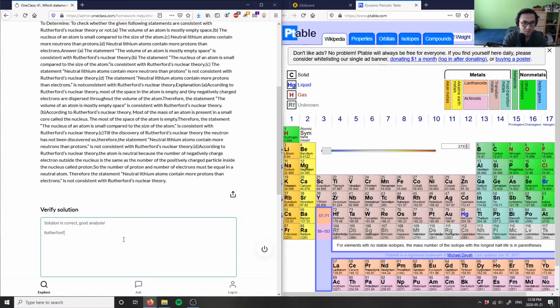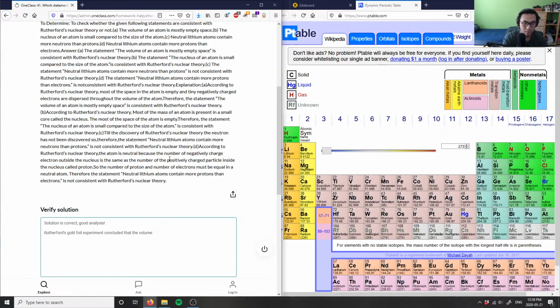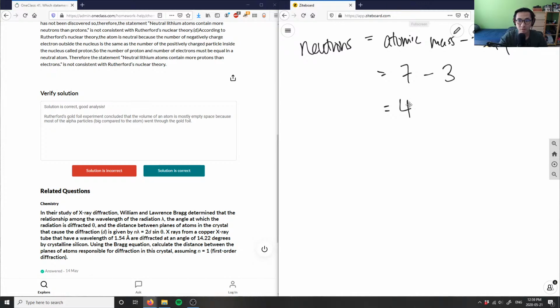So you can say that Rutherford's gold foil experiment concluded that the volume of an atom is mostly empty space because most of the alpha particles, and they're big compared to the atom, went through the gold foil. So this solution is correct, and it was good analysis as well.